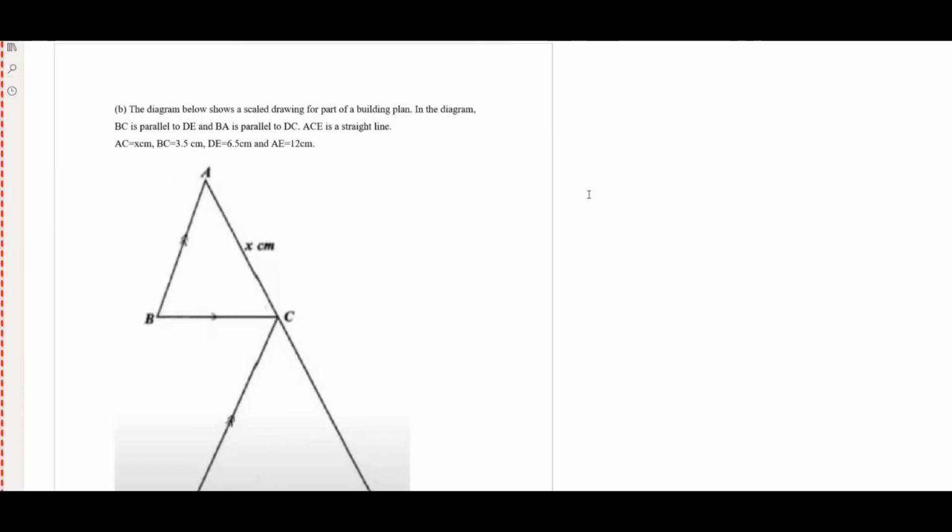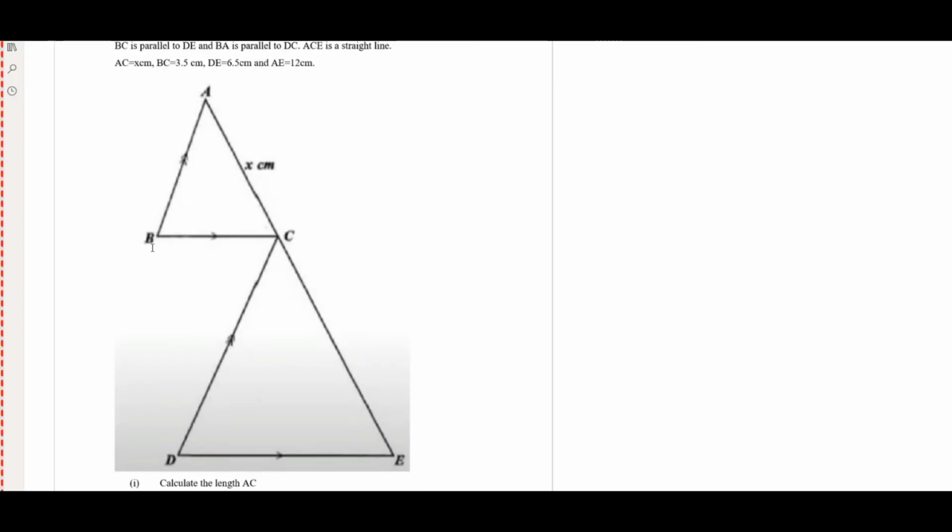For part B now, the diagram below shows a scale drawing of parts of a building plan. In the diagram, BC is parallel to DE, and BA is parallel to DC. AE is a straight line. AC is X. BC is 3.5, DE is 6.5, and AE is 12 centimeters.